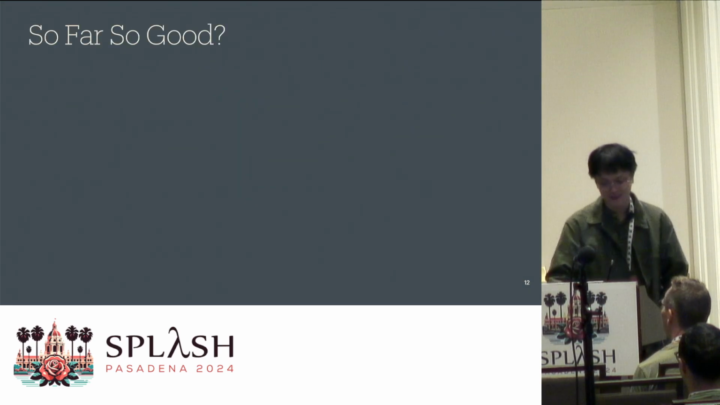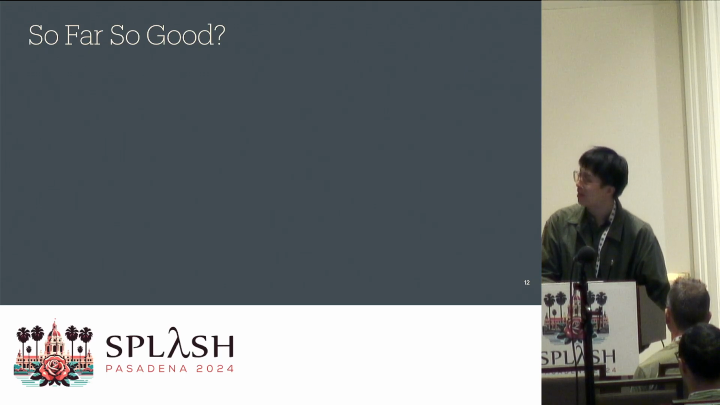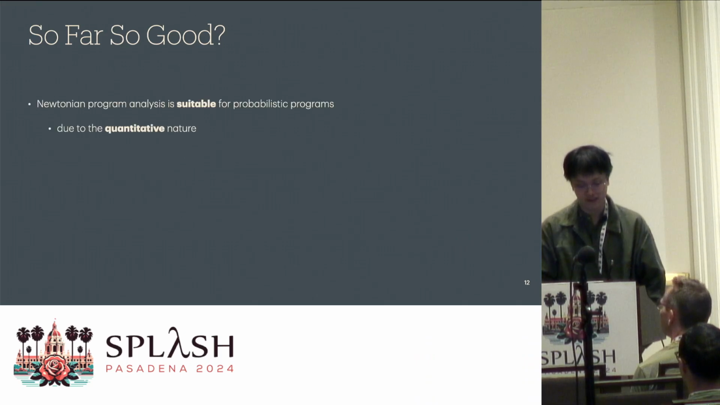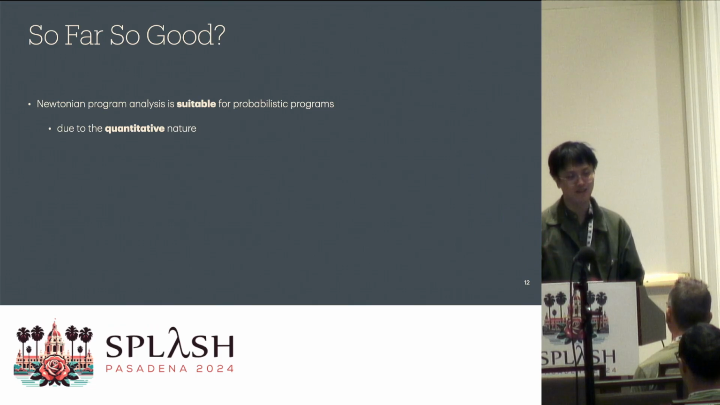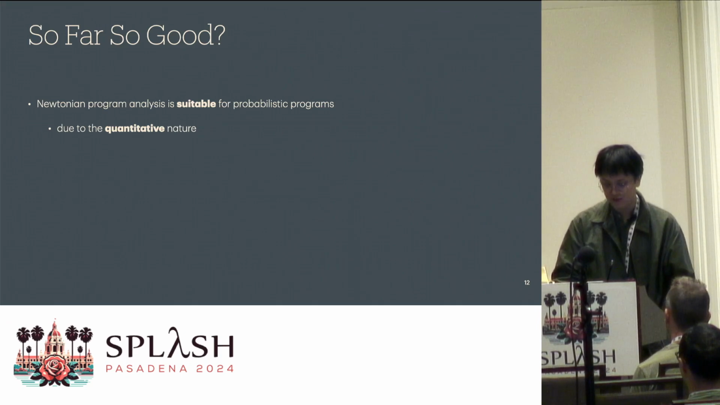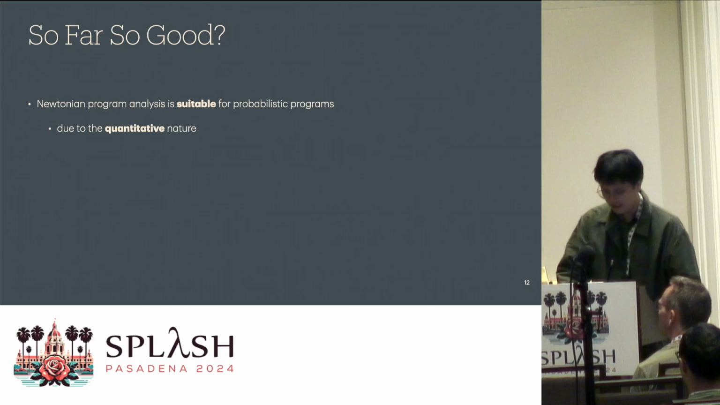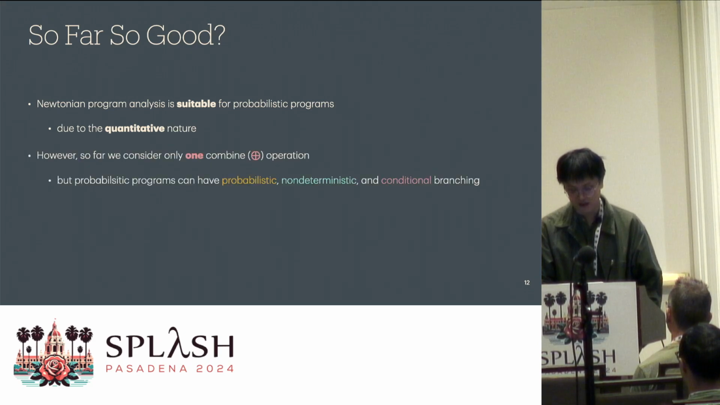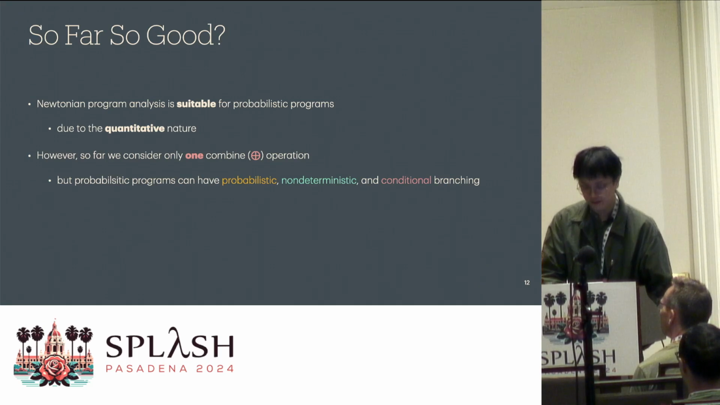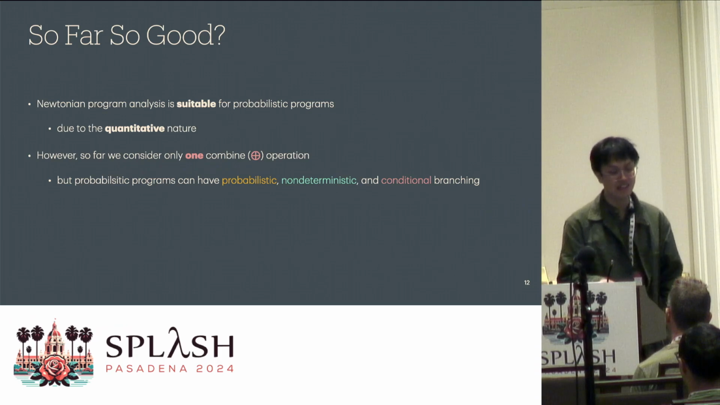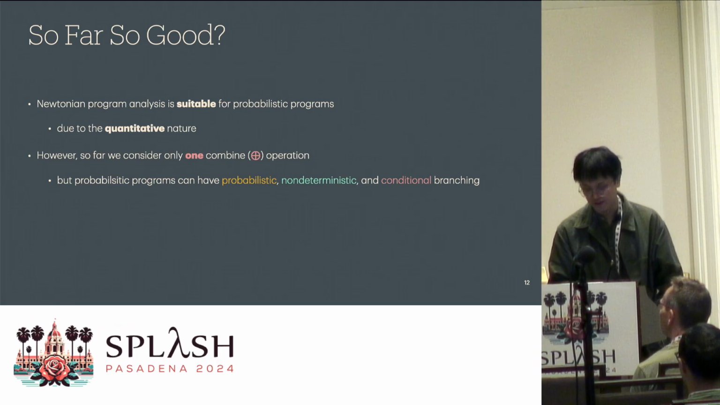So far, we just talked about something that can already be done by the framework developed by Esparza in 2008. So the whole framework is Newtonian. It can handle probabilistic programs. It looks very promising. Indeed, Newtonian program analysis is suitable in this case because of the quantitative nature of probabilistic programs. But there's one key missing part in the whole story: we only consider one combine operation, but in practice, probabilistic programs can have multiple kinds of branching, like probabilistic ones, non-deterministic ones, and conditional ones.